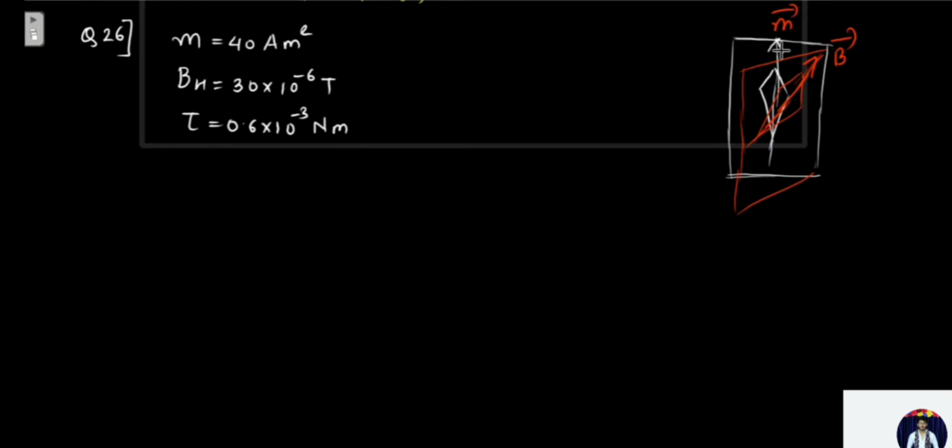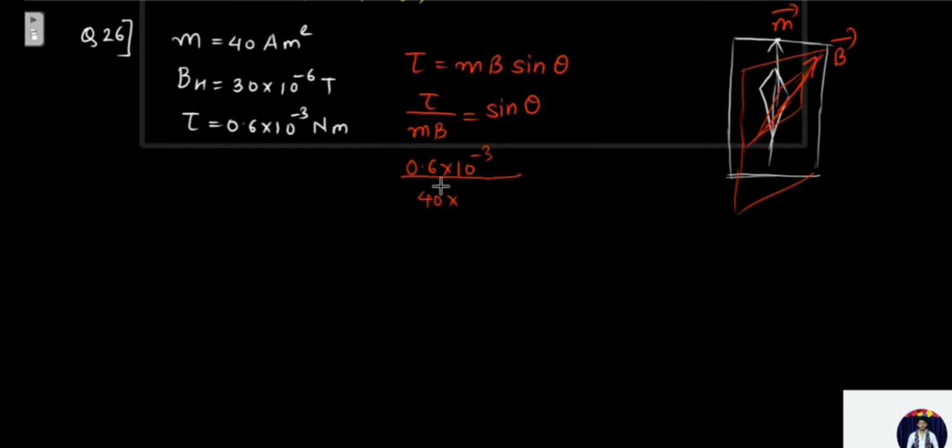So the angle between these two vectors is going to be the angle between the two planes. So I can use the formula tau is equal to mB sine of theta, where theta is the angle of declination. So tau upon mB will be sine of theta. Tau is given to us as 0.6 into 10 raised to minus 3. M is 40. B is the horizontal component, that is 30 into 10 raised to minus 6, which will be equal to sine of theta. So from here we will get theta. This answer will come to 0.5, which will be equal to sine of theta. So theta from here will be equal to 30 degrees.